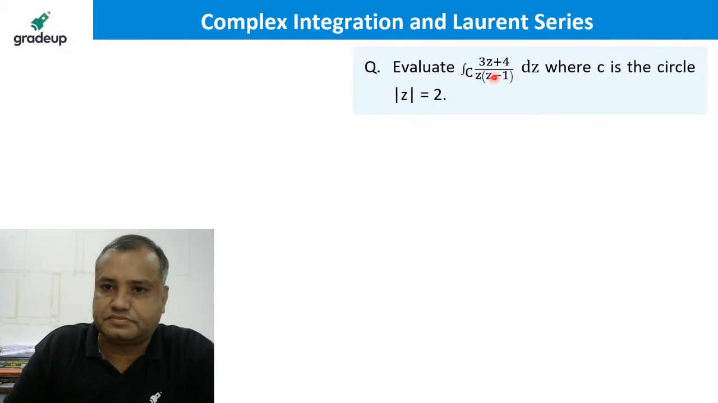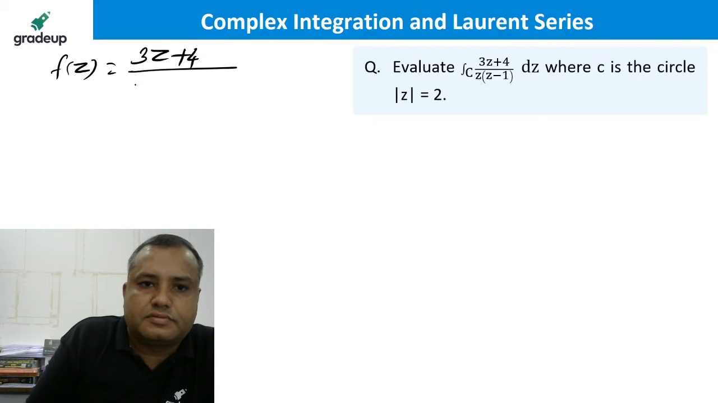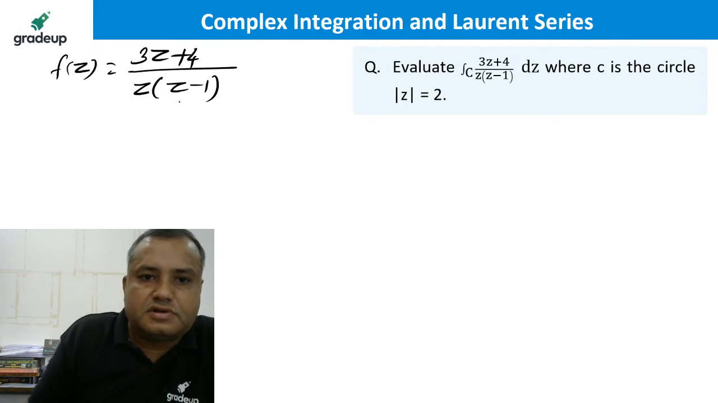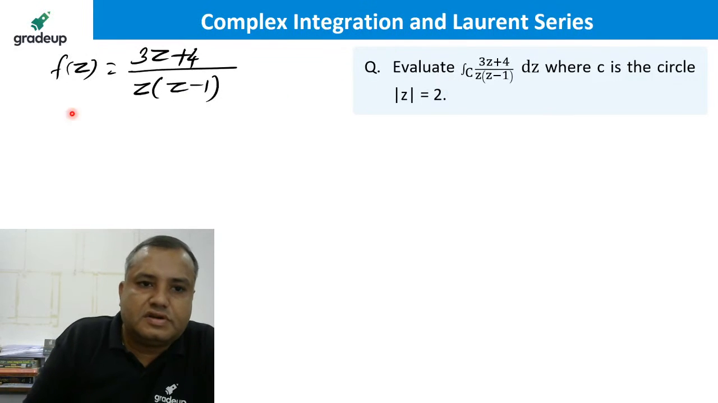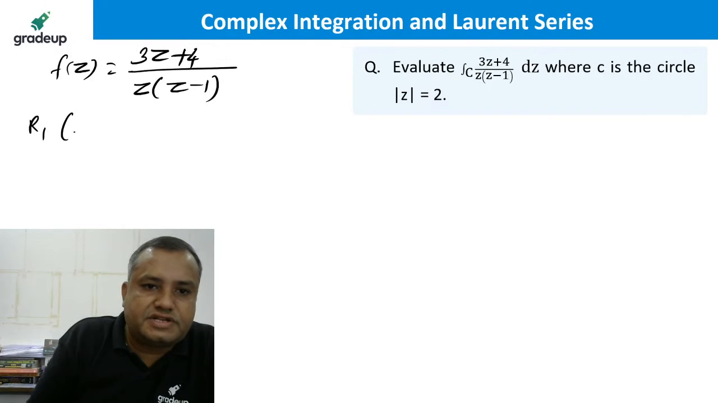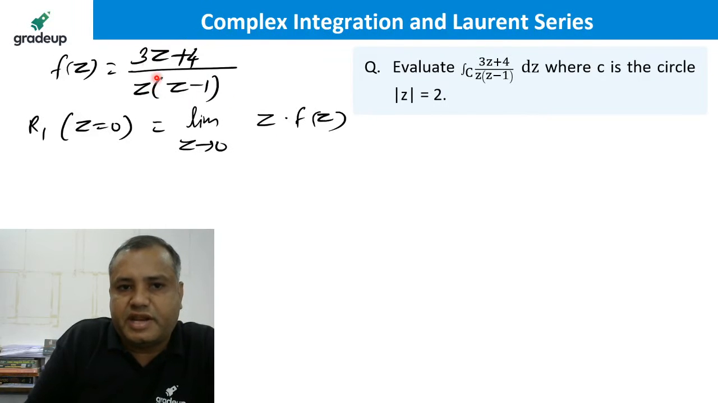See here, this is your function f of z, 3z plus 4 over z into z minus 1. So R1, residue at z equal to 0. So z cancels, and in the remaining you have to put z equal to 0. So 4 upon minus 1, that is minus 4.